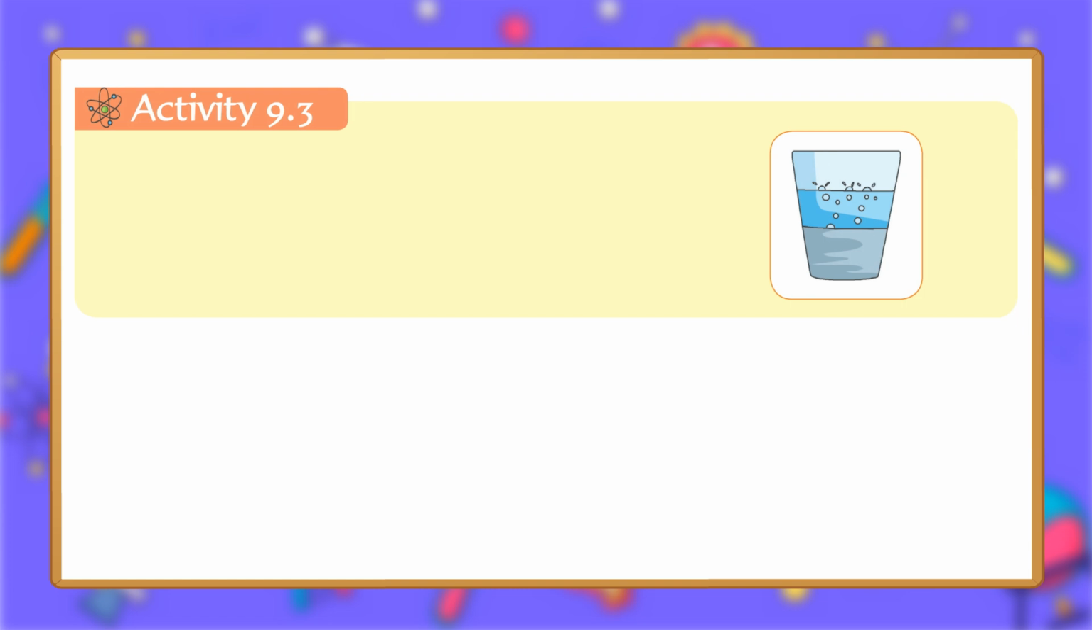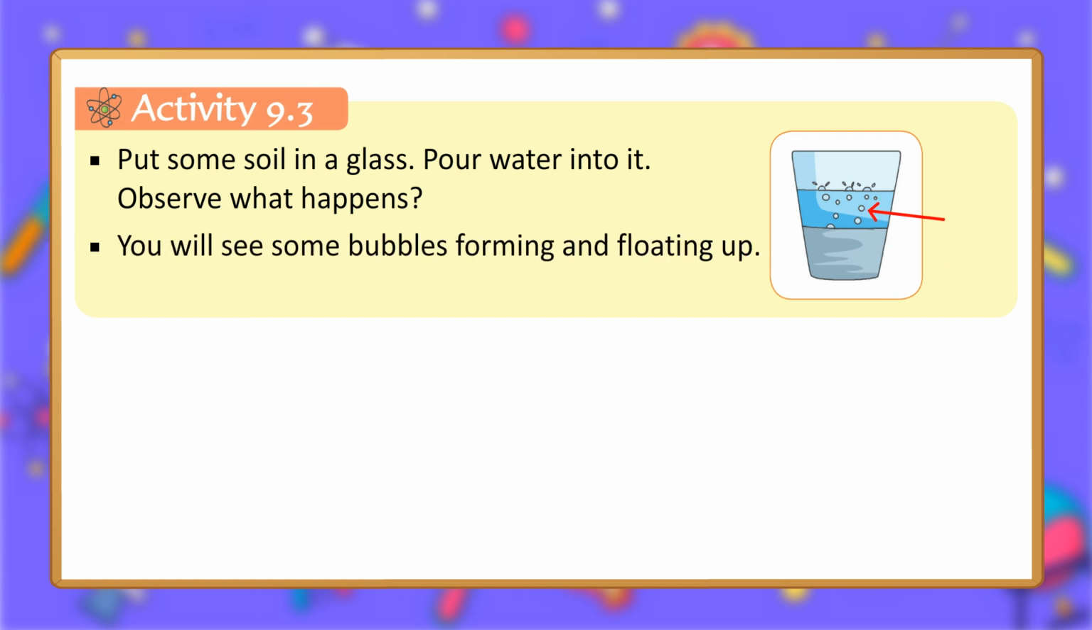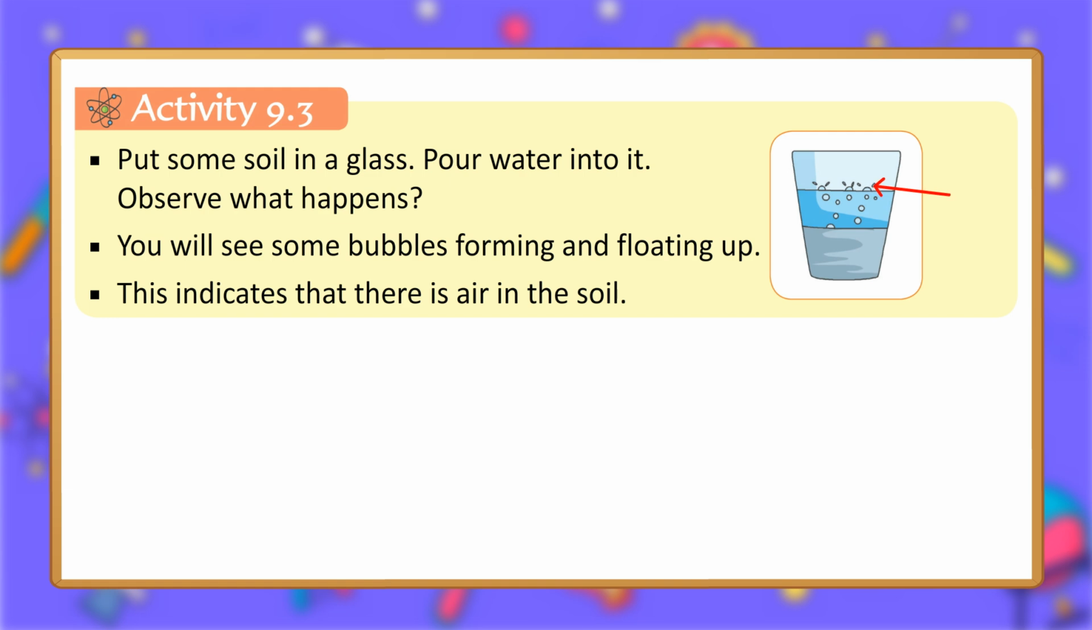Activity 9.3. Put some soil in a glass. Pour water into it. Observe what happens. You will see some bubbles forming and floating up. This indicates that there is air in the soil.